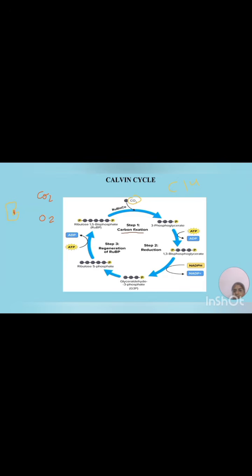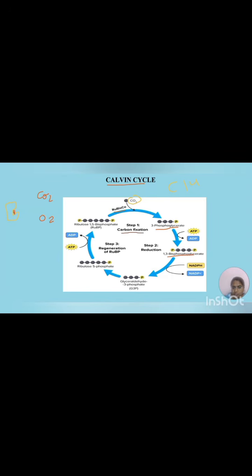The Calvin cycle, the C3 cycle process, starts here. This CO2 reacts with ribulose bisphosphate in the presence of the Rubisco enzyme and gives the 3-phosphoglycerate molecule. Again, with this 3-phosphoglycerate molecule, ATP is converted to ADP, which means one phosphate is transferred to form 1,3-bisphosphoglycerate.